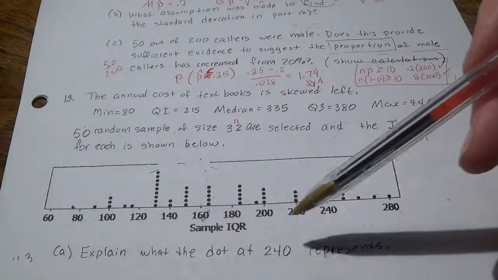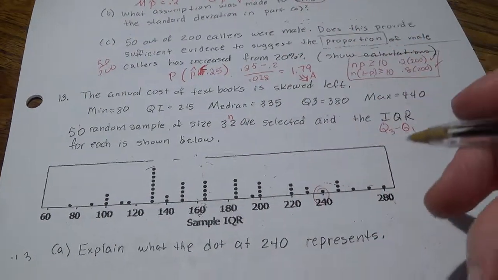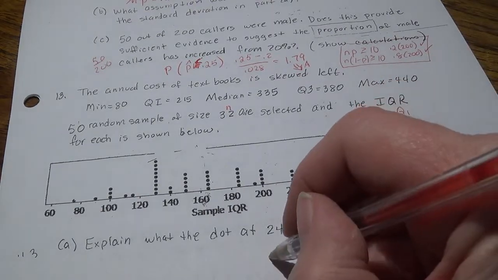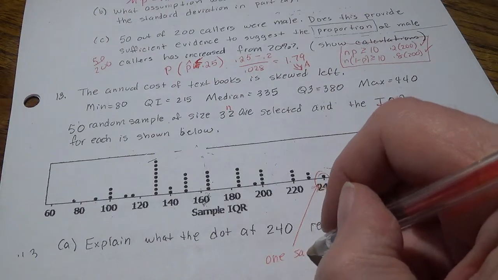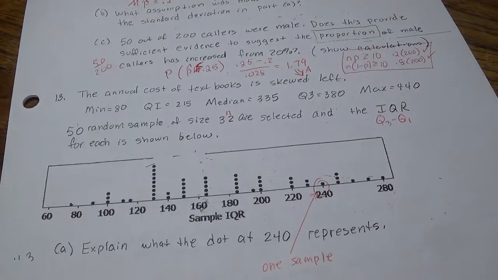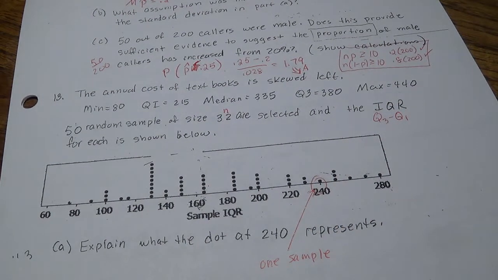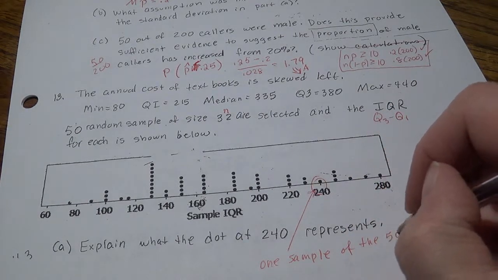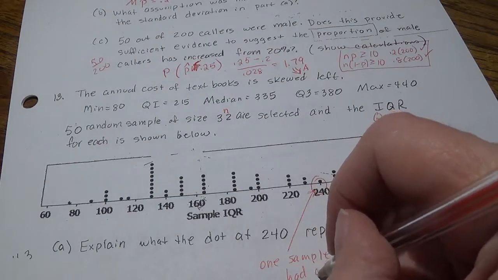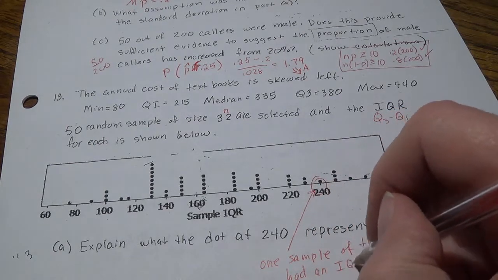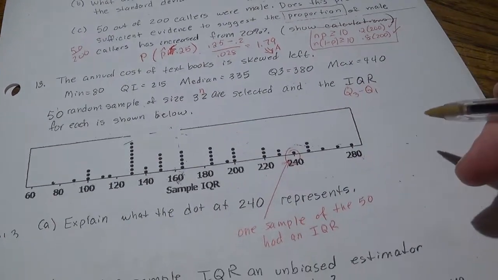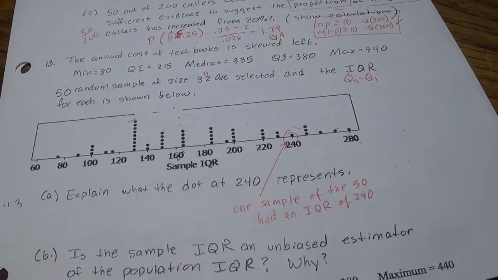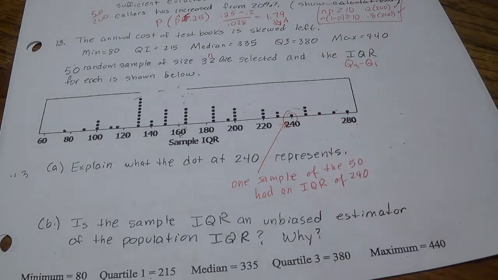So they want to know, what does this dot right here represent? Well, all that is, is one of the samples they took. They took 50 random samples, so one sample of the 50 had an IQR, which is Q3 minus Q1, of 240, and that's all that means. So that's what happened on one sample.